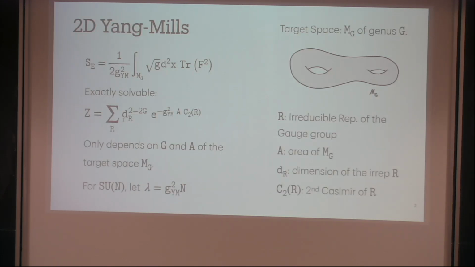So first I will start with reviewing a bit about 2D Yang-Mills, the older results. This is the action, and this theory is 2D. This is on any two-dimensional manifold, and it is exactly solvable. This is the exact answer, and it's a sum over various representations. And dr is the dimension of the representation, and C2 is the second Casimir. And for a specific gauge group SU(N), let's assume this 't Hooft coupling.